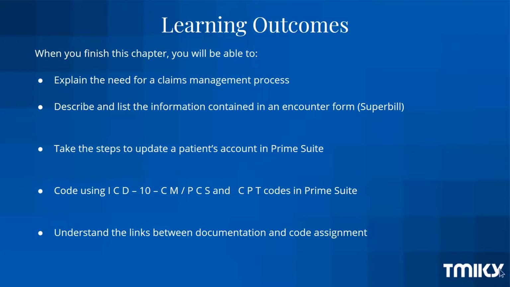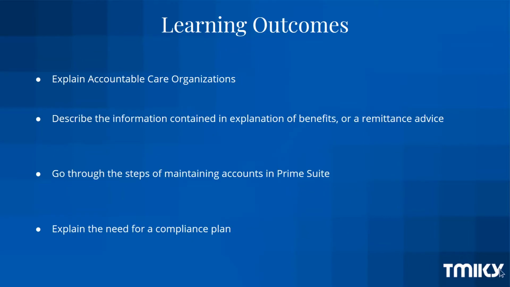When you finish this chapter, you will be able to explain the need for a claims management process, describe and list the information contained in an encounter form or superbill, take the steps to update a patient's account in Prime Suite, code using ICD-10-CM, PCS, and CPT codes in Prime Suite, understand the links between documentation and code assignment, explain accountable care organizations, describe the information contained in explanation of benefits or a remittance advice, go through the steps of maintaining accounts in Prime Suite, and explain the needs for a compliance plan.